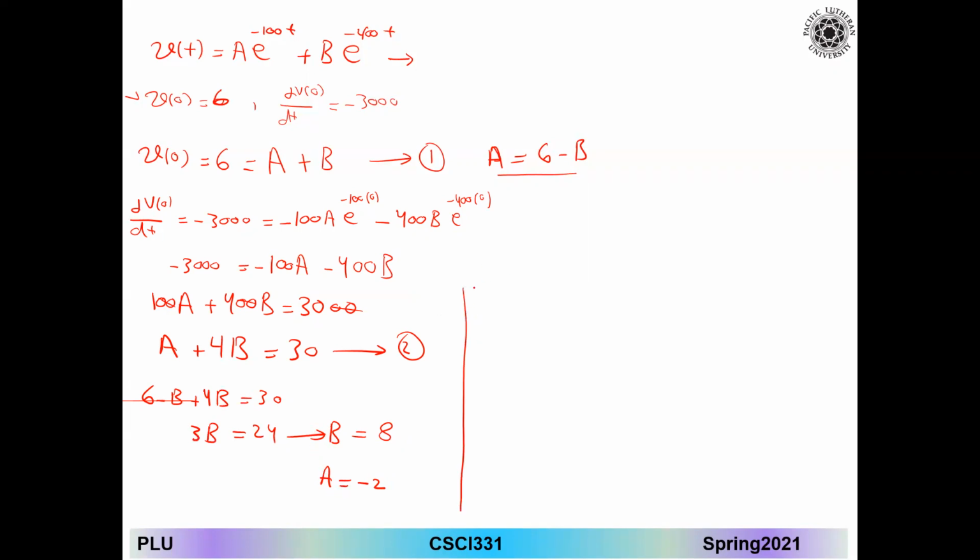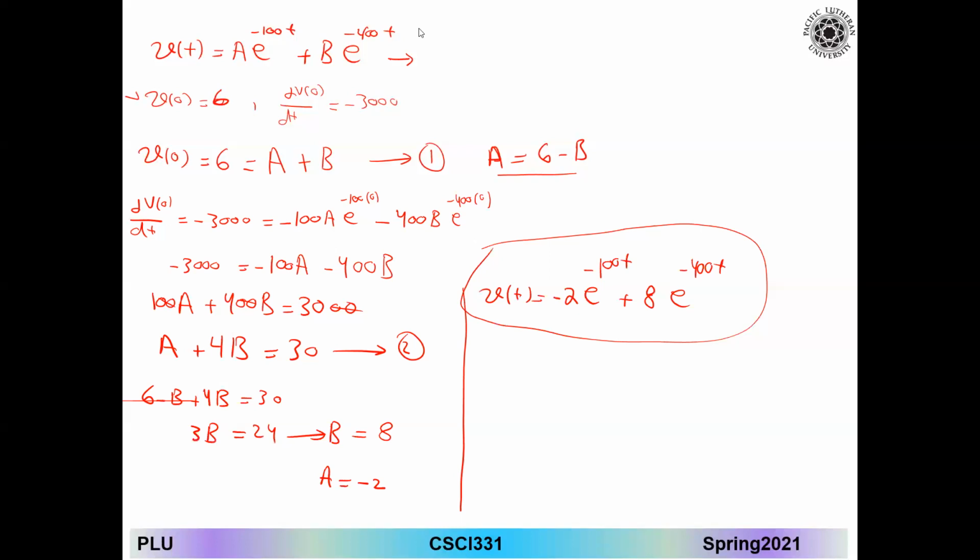Now I can write my natural response for the voltage of the capacitor with its values. A should be minus 2 e to the minus 100t plus 8 e to the minus 400t. That's my equation. That's my natural response for the voltage across the capacitor in my circuit.